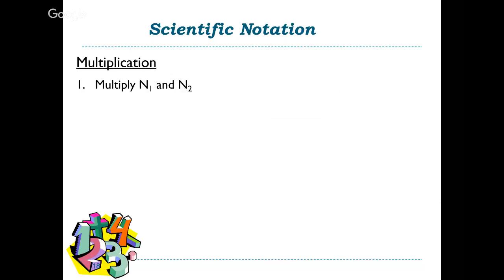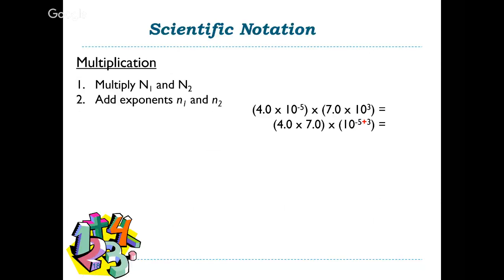And then what do we do with multiplication and/or division? With multiplication, you're just going to multiply your numbers together. We do not care what the exponents are on our factor of 10 because you're just going to add them, whatever they might be. And then we would do any type of rounding. So I have 4.0 times 7.0, right? That gives me 28. I have -5 plus 3, which gives me -2.